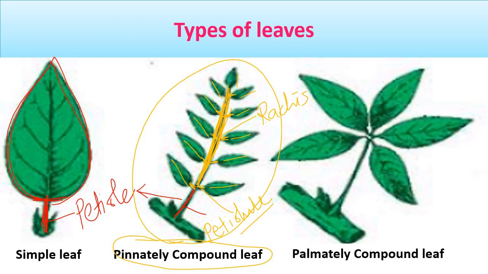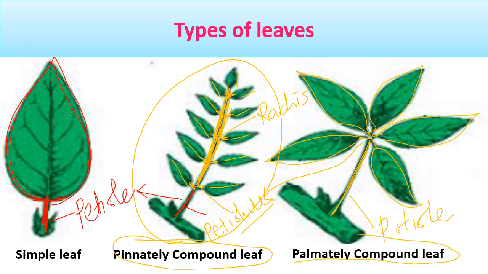The third type is where this is the stalk. This stalk is called the petiole. Then there are small stalks, these are called petiolules, and these are leaflets. And as it resembles a hand, a palm-like structure, this is called a palmately compound leaf.